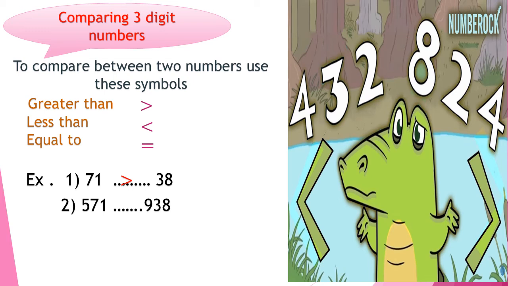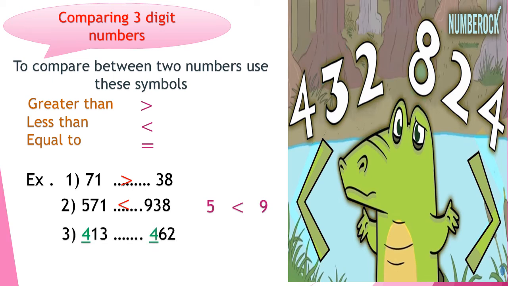Number 2, 571, 938. Three digits and also three digits. Then look at the hundreds place. 5, 9. We know that 5 is less than 9. Then 571 is less than 938.